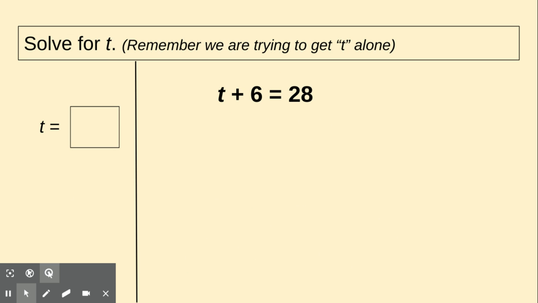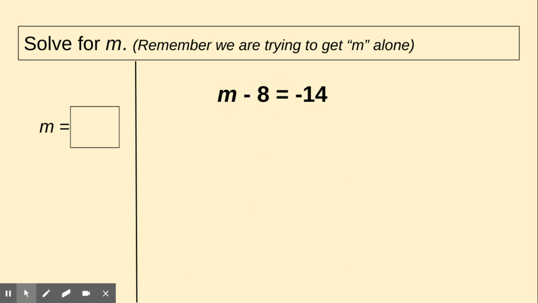So let's try one more together. So m minus 8 is equal to negative 14. We're going to start off by drawing our line right down the equal sign to separate both sides of our equation. So on the left side here, we have m minus 8, and on the right side, we have negative 14. So we got to remember, we are trying to get m alone. And I see m minus 8 on this side.